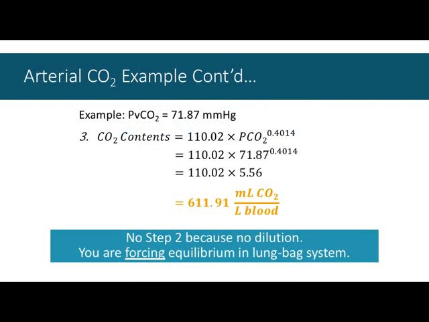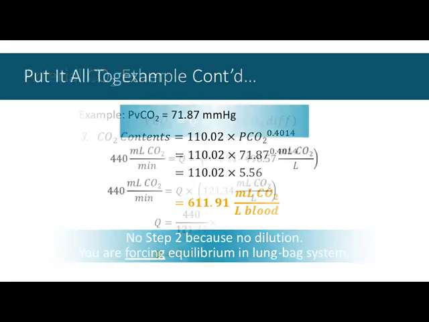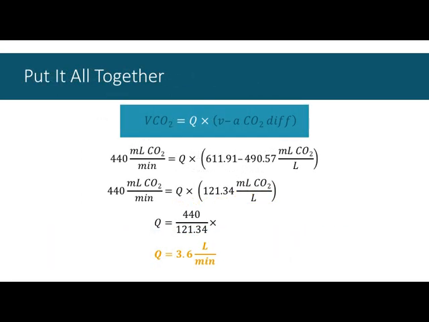So we are forcing equilibrium, and you're removing any effect of the environmental air. There is no need to correct, because throughout the lung bag system, gas concentration is the same. In the alveoli, in the bronchioles, in the trachea, in the bag, gas concentrations are the same. Nothing obscures that number.